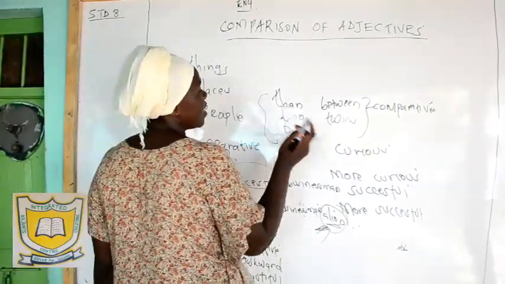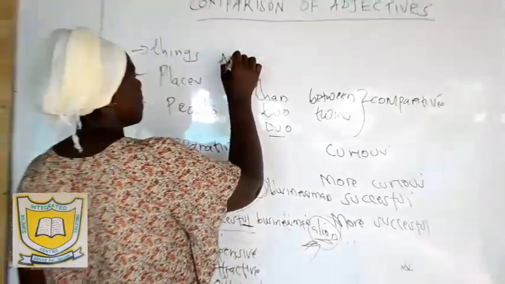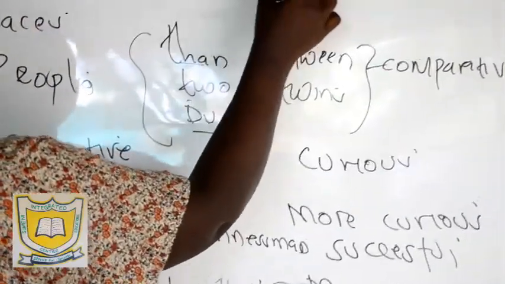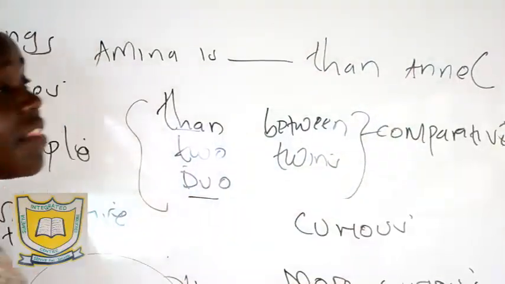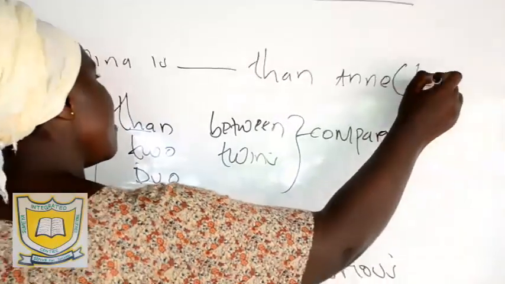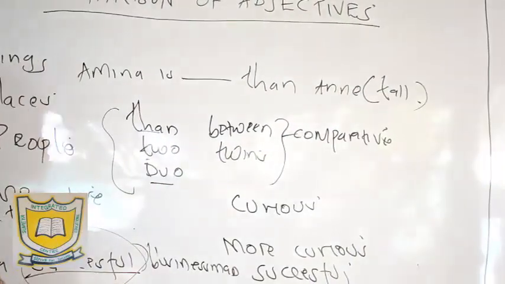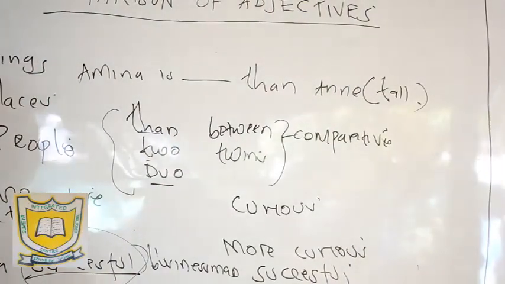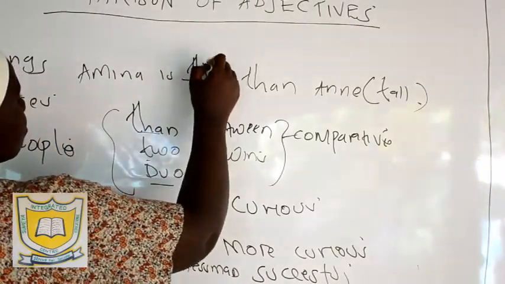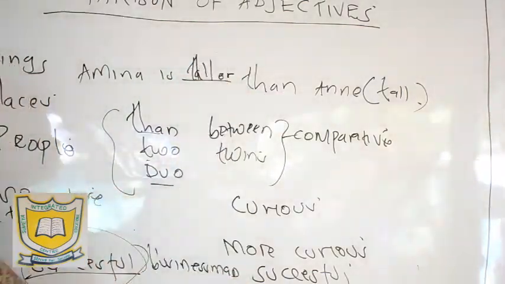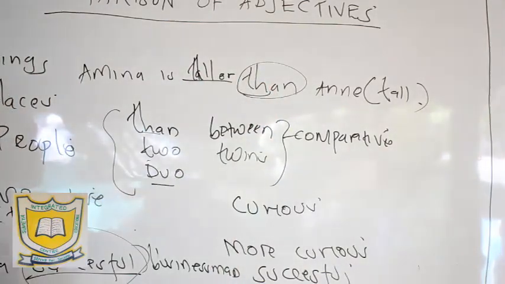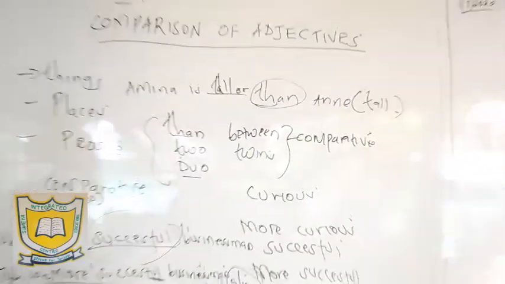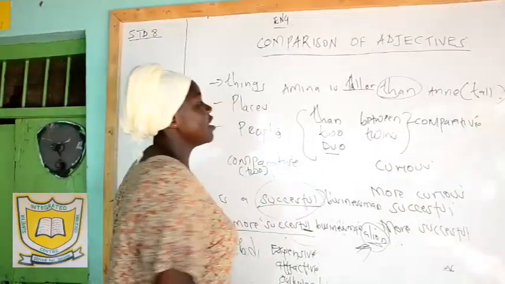So you have than in a sentence. For example, Amina is dash than, and then in brackets maybe they have given you tall. Then you are going to go for the comparative form of the adjective, which is taller than Amina. So my answer is going to be taller. And you don't need to fail this. The moment you see that in a sentence, and they are talking of comparison of adjectives, simply go for the ER form of the adjective, it's the comparative. The comparative is used to talk about two things.